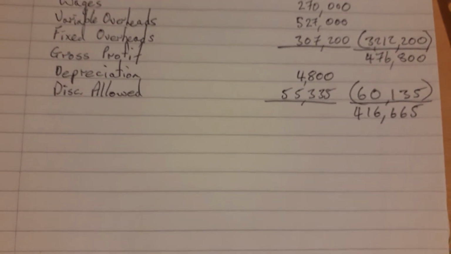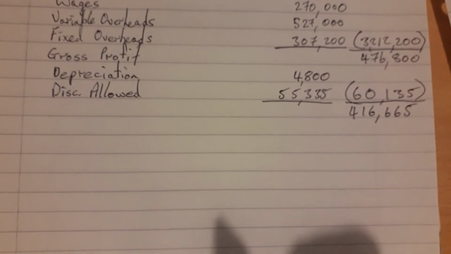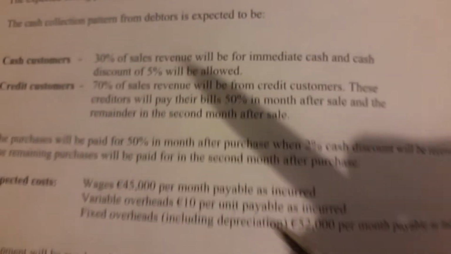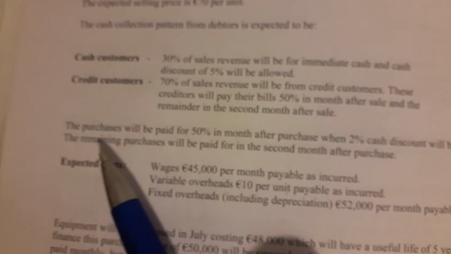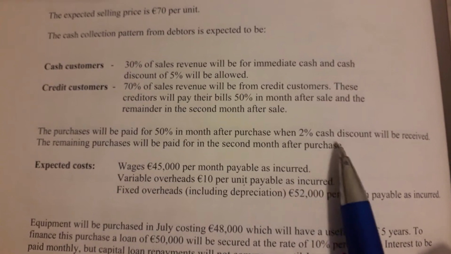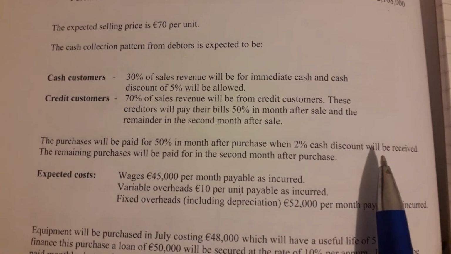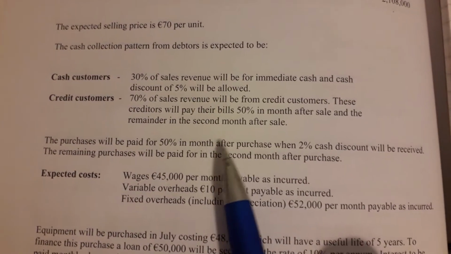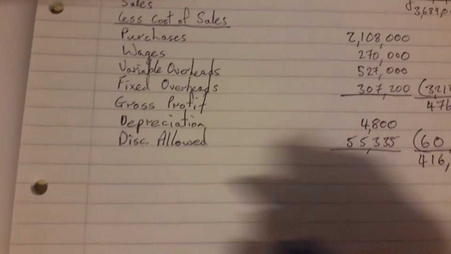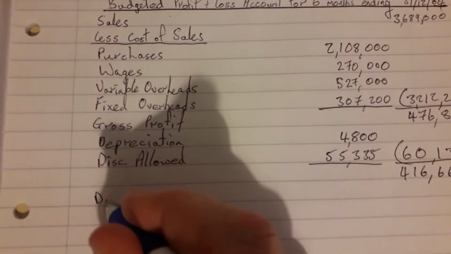Okay, so the next thing we want to do, after having taken away those expenses, is add any gains, and the gain in this case that we are looking out for is discount received. And if we go back to the question, we see in the purchases section that the business receives a 2% cash discount for all of the credit purchases that it pays off within 1 month. Okay, so discount received.